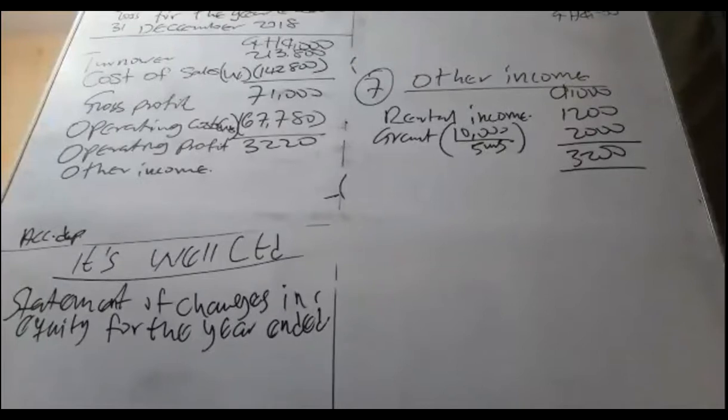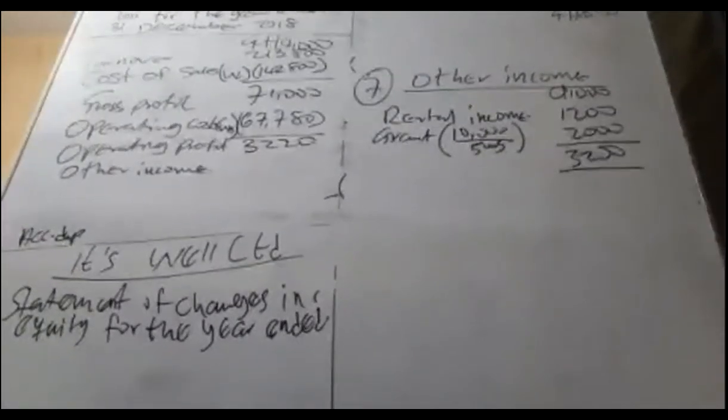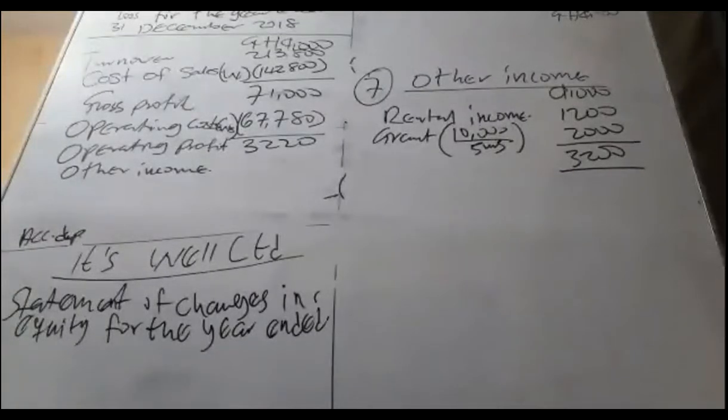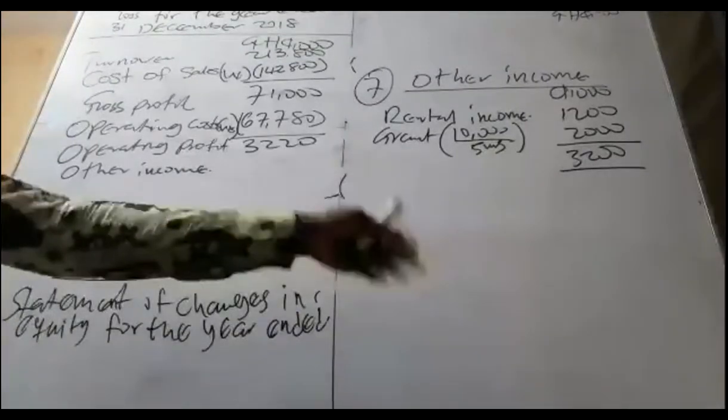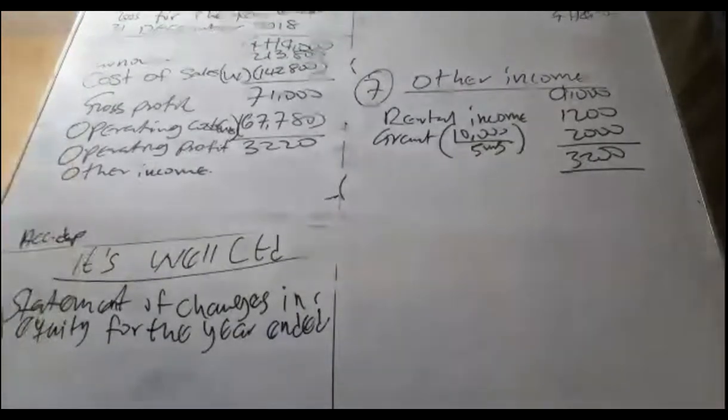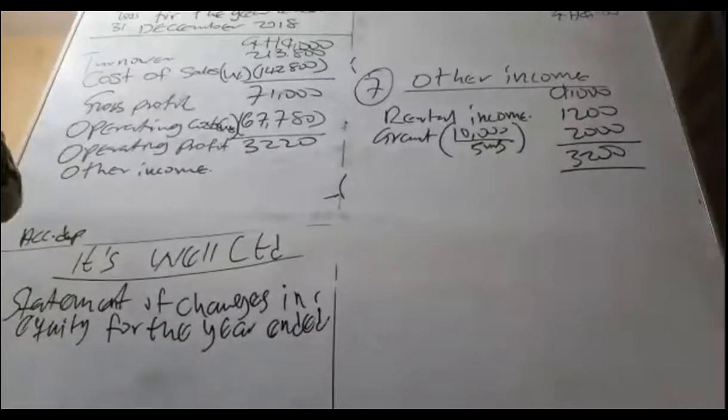Let's confirm the total for the operating expenses. I'm getting 41,780. So kindly confirm the total. Confirm from your end first. When I sum it up, it's 41,780.